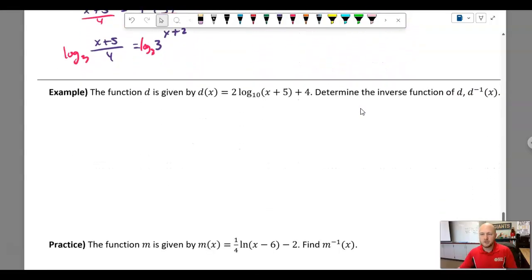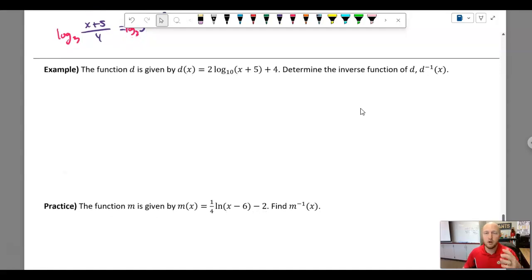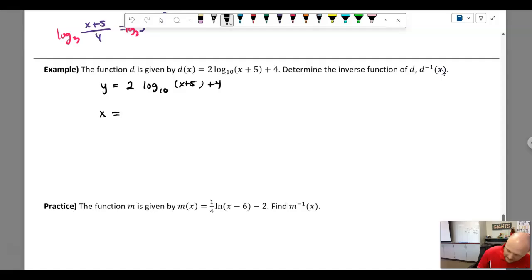Let's go ahead and switch gears. Now let's find the inverse of logarithms. The process is exactly the same, you guys. We're given a function d, determine the inverse of d, d inverse. So I have y is equal to 2 log base 10 of x plus 5, plus 4. So I'm going to switch my x and y. 2 times log base 10 now of y plus 5, plus 4.